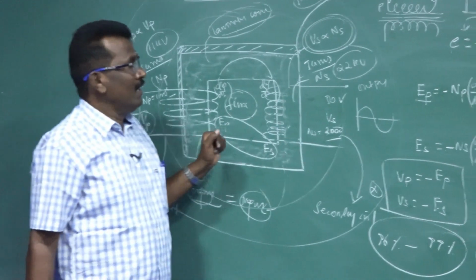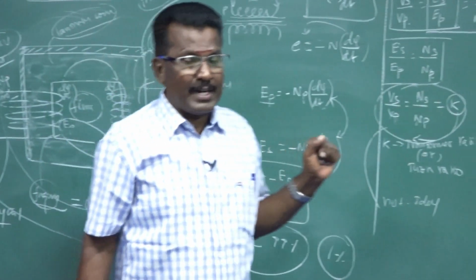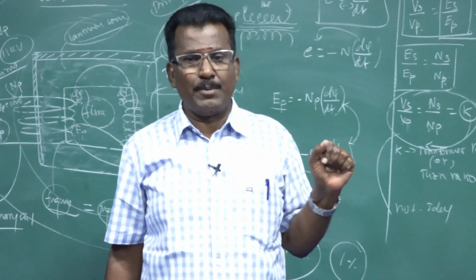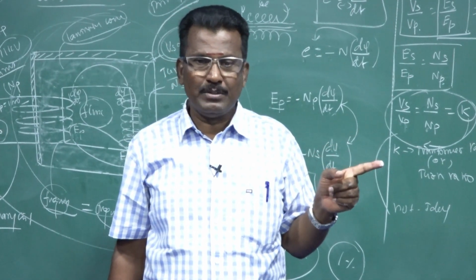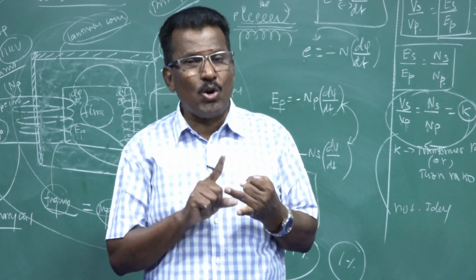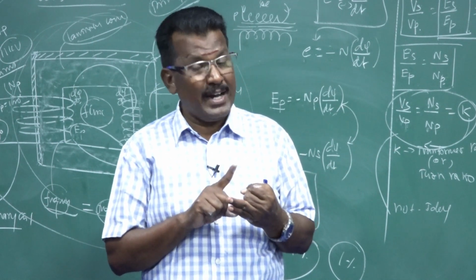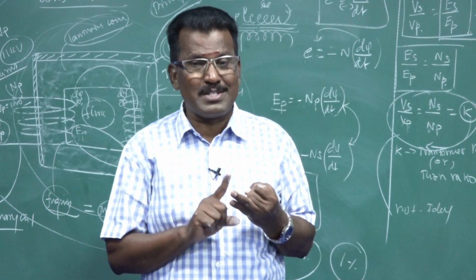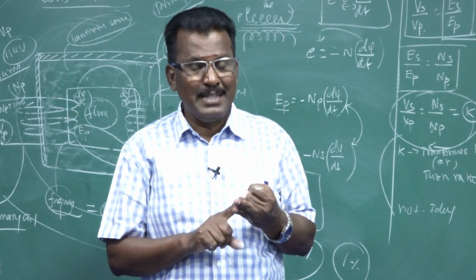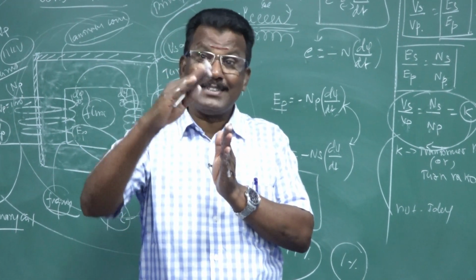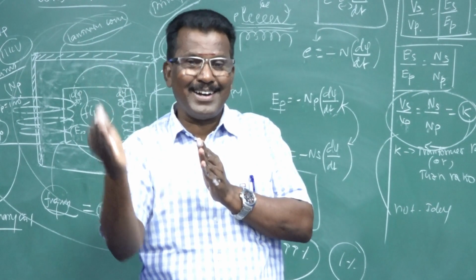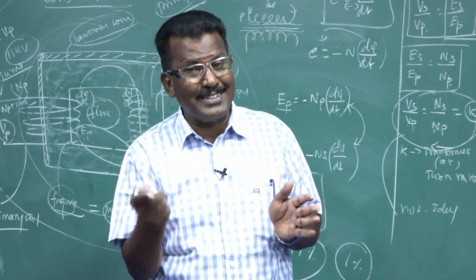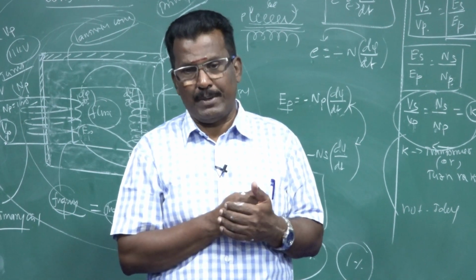So far we have seen that the transformer is an electrical device which converts energy, that means high voltage with low current into low voltage with high current. There are two kinds of transformer: one is a step-up transformer, another is a step-down transformer. If the obtained voltage is greater than the input voltage, it is a step-up transformer. If the obtained voltage is lesser than the input voltage, it is a step-down transformer.